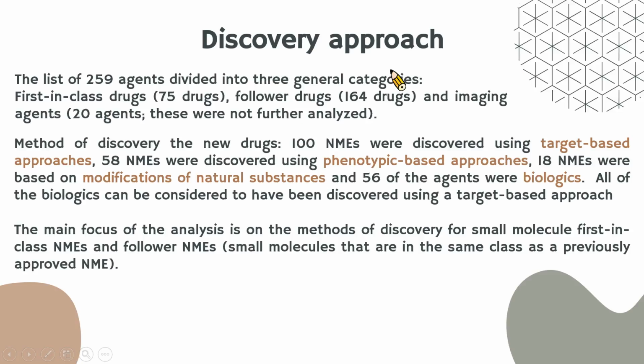So in the discovery approach, there are 259 agents that were divided into three general categories: first-in-class drugs, follower drugs, and imaging agents that were not further analyzed in this paper. So they just focused on first-in-class drugs and follower drugs. The methods of discovery of the new drugs are target-based approach, phenotypic-based approach, modification of natural substance, and biologics. All the biologics can be considered to have been discovered using a target-based approach.